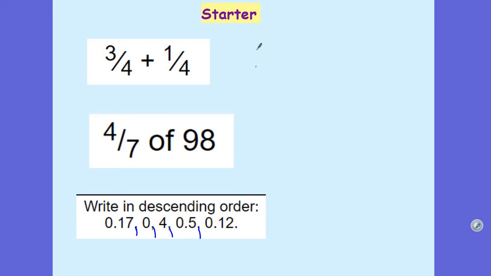Okay, so question 1, 3/4 plus 1/4. The denominators for these fractions are already the same. So we're just going to get 4/4, otherwise known as 1.